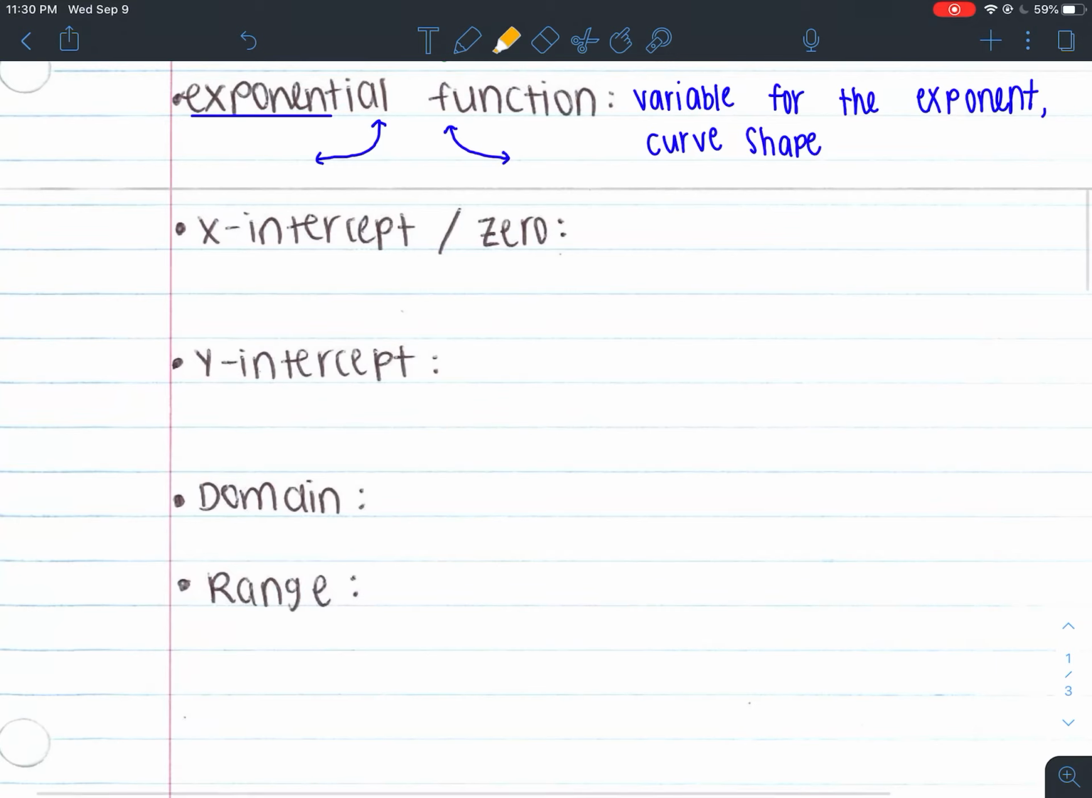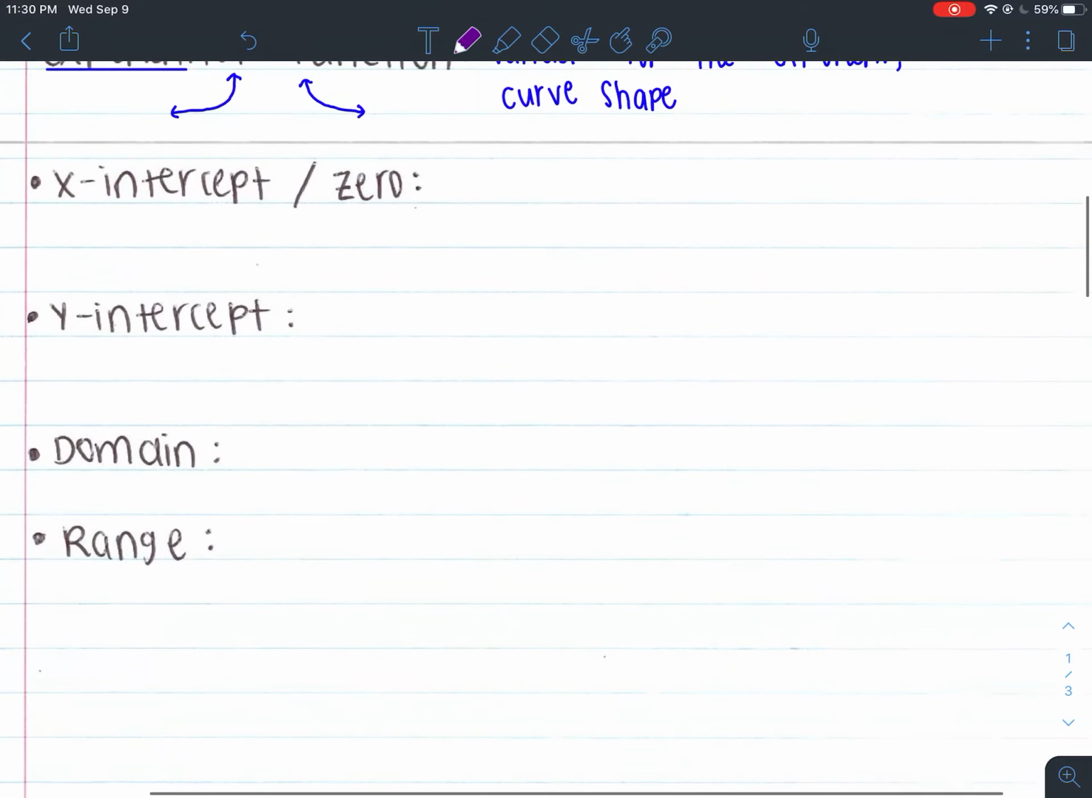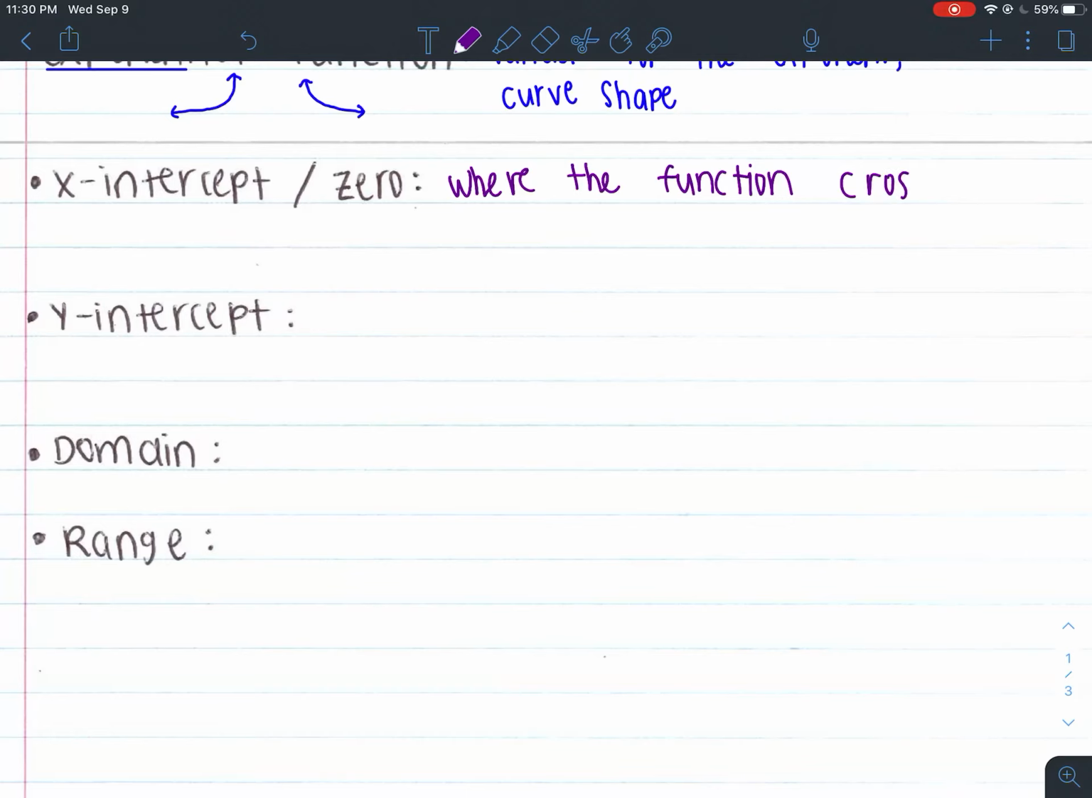Okay, so some vocabulary to go over. Now this is something that you guys have learned already, an x-intercept. Well, an x-intercept is where the function crosses the x-axis. So this is where the function crosses the x-axis.